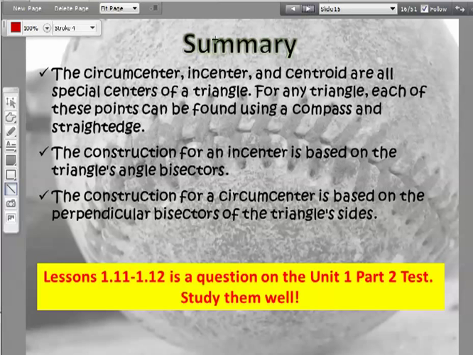Okay. Like I said, this was a short lesson because most of it is things that you need to be working on at home, doing the constructions by hand with your compass and straight edge, and/or using GeoGebra. And all the instructions for doing both kinds of constructions are found in your lessons and in the study guide. So what we've learned in these lessons is the circumcenter, incenter, and centroid are all special centers of a triangle, and for any triangle, each of these points can be found using a compass and a straight edge. The construction for an incenter is based on the angle bisectors, and the construction for a circumcenter is based on the perpendicular bisectors.